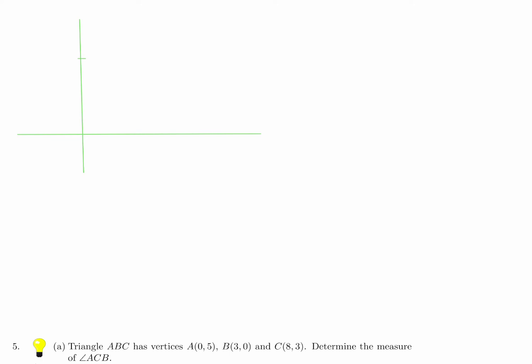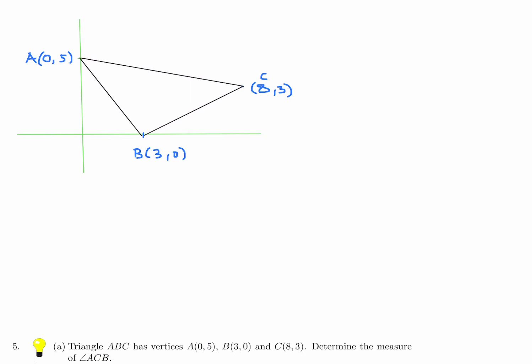So (0, 5) approximately here, and we'll call that A. Then we have (3, 0), approximately here, and that is my B. And then we've got (8, 3), somewhere out here, and that is C. This triangle is what they are asking us to figure out one angle for, and that angle is ACB, this angle right here. So I'll call that theta.